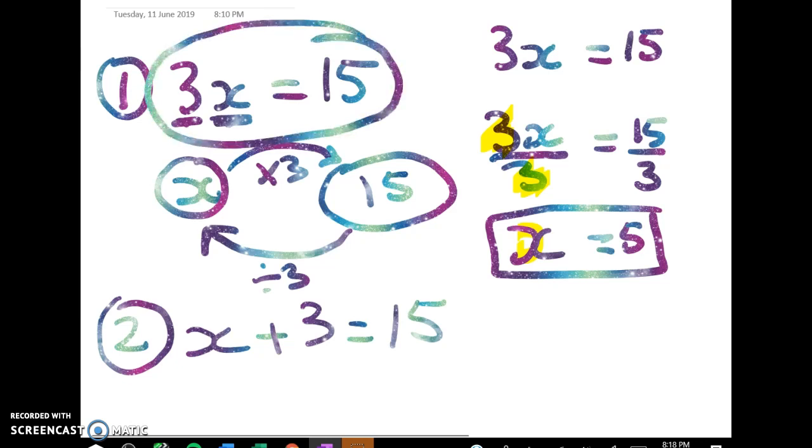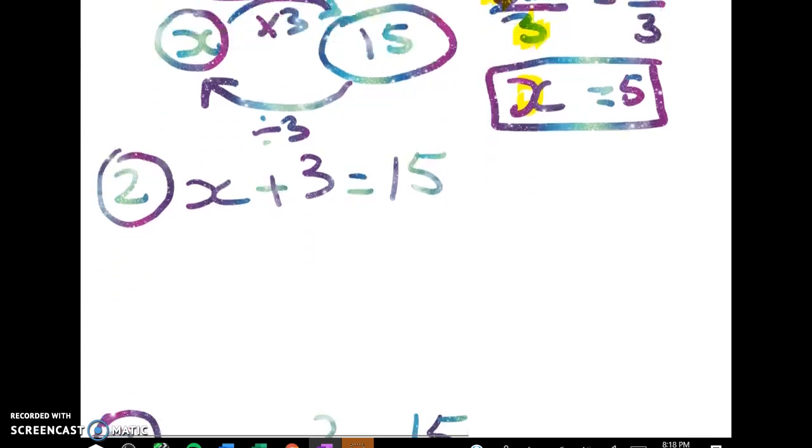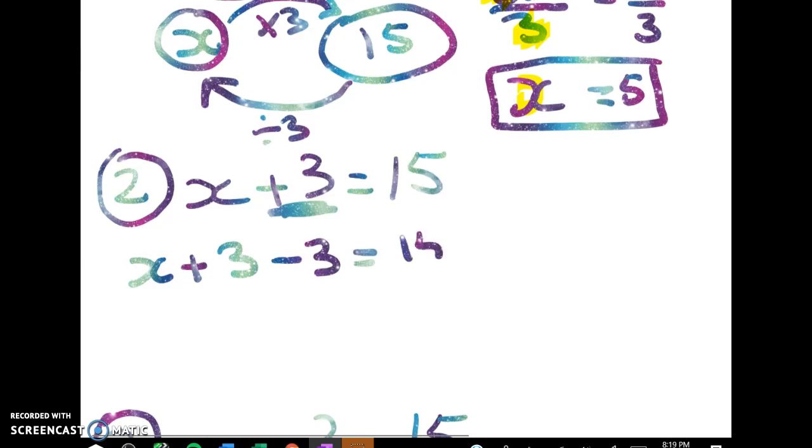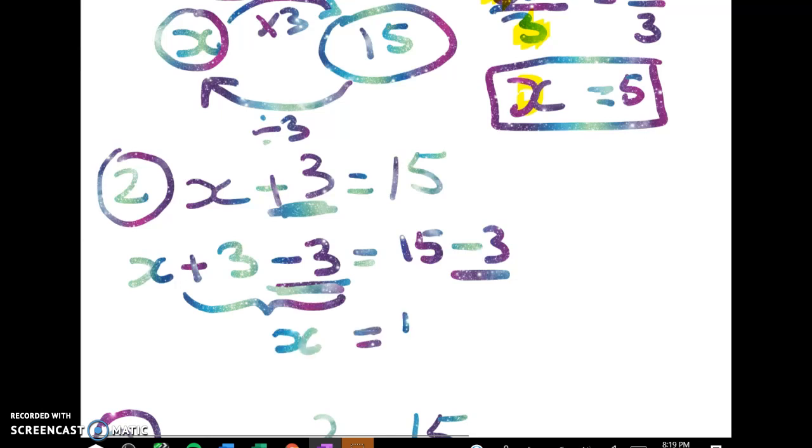Now the next one has got the same numbers and the same letters, but it's different. It's x plus 3 is 15. So this is the type that we've already spotted. To undo the addition, I do the opposite. I subtract. So we have x plus 3 take away 3 is equal to 15 take away 3. I'm doing the same thing to both sides of the equation to keep it balanced. So x plus 3 take away 3 leaves me with x. x is equal to 12.